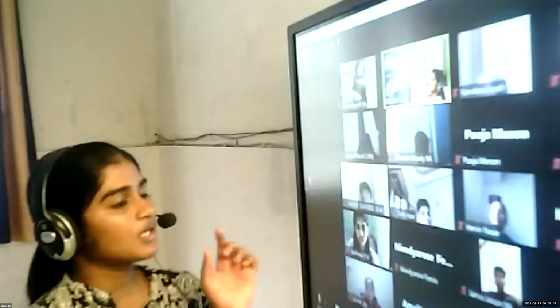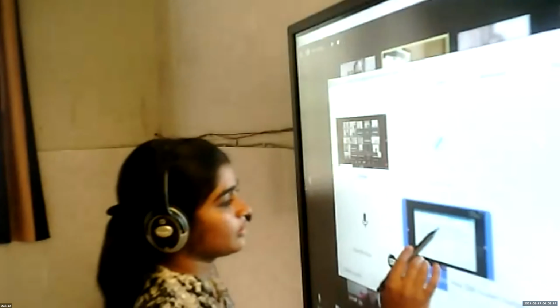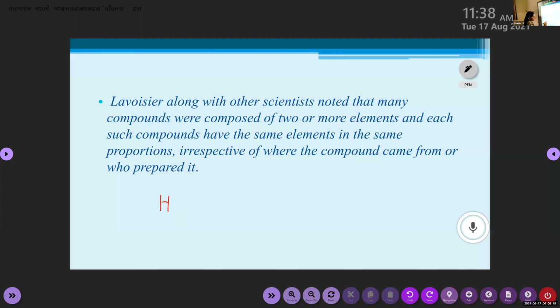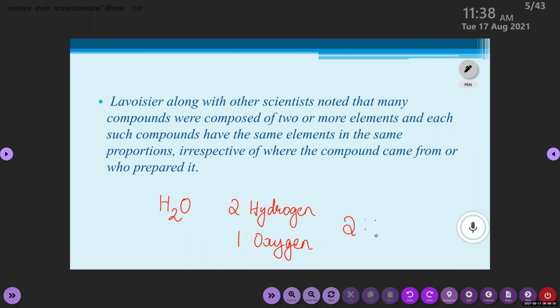What's the chemical formula of this water? Can you tell me, children? Yeah, it's H2O, right? That means 2 hydrogen and 1 oxygen, isn't it? Yes, it means the ratio is 2:1.